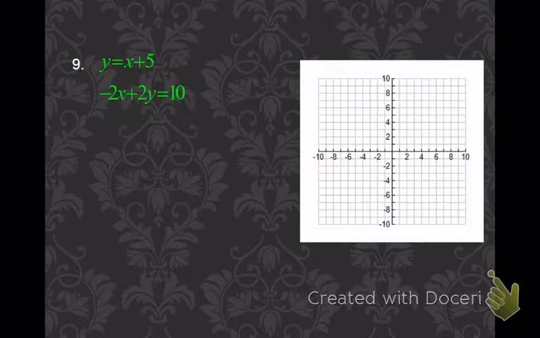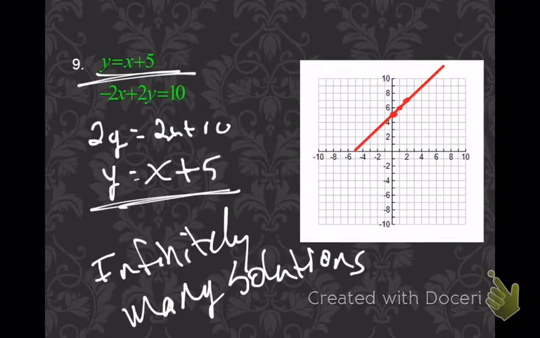So take a look at this guy. Stop the video, come up with your graph, and see how you did. Okay? Should have come up with this. By the time you get the second guy in the slope-intercept form, you've got the exact same equation. So you're going to have the exact same line, and your solution is going to be infinitely many solutions.